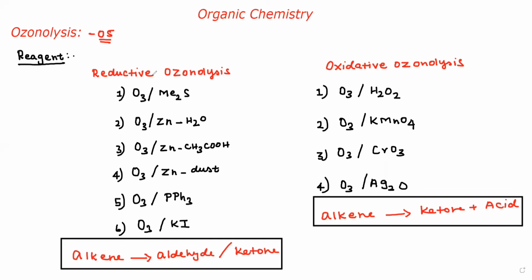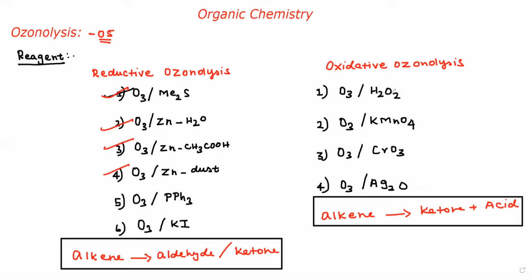For reductive ozonolysis, we can use these reagents: O3 with Me2S, O3 with zinc and H2O, O3 with zinc and acetic acid, O3 with zinc dust, and O3 with triphenyl phosphine. Among these reagents, which is most important? Please note, the first four are the most important, and generally people use them for reductive ozonolysis.